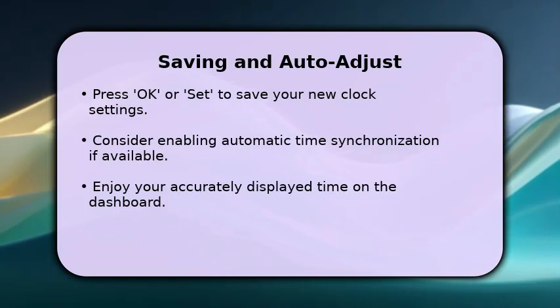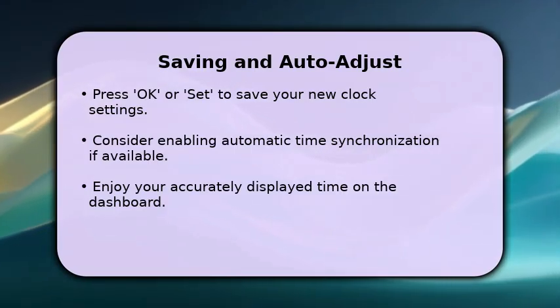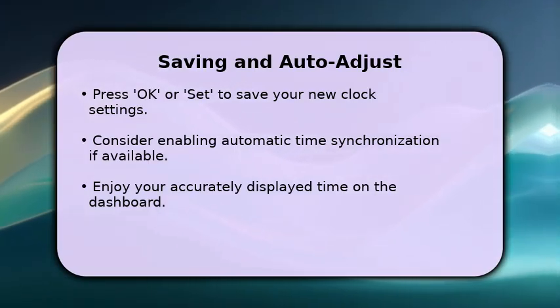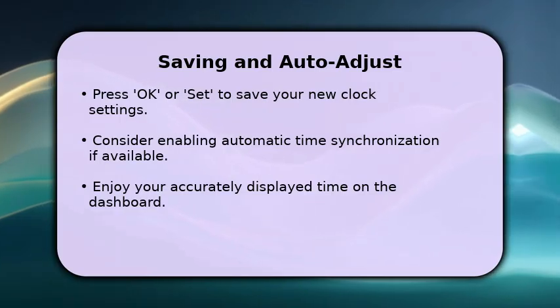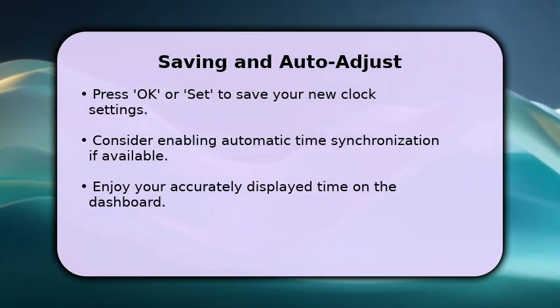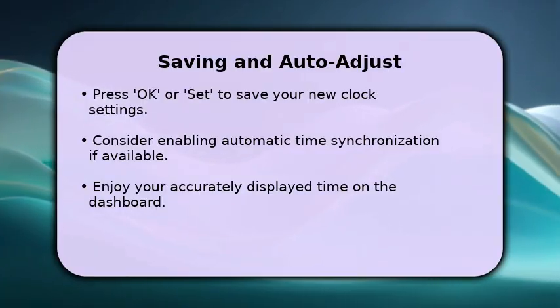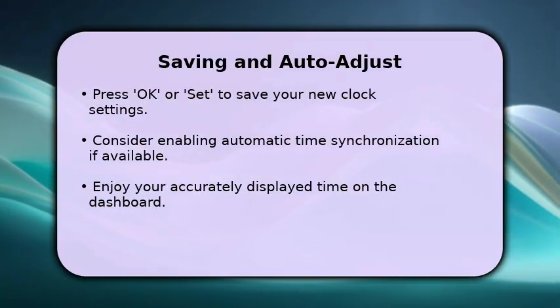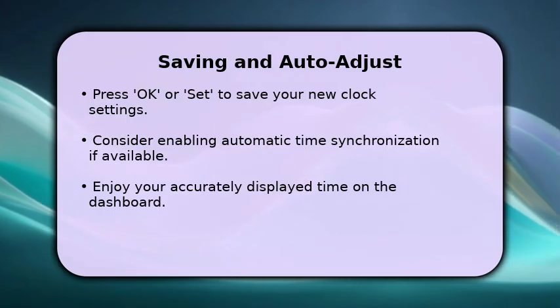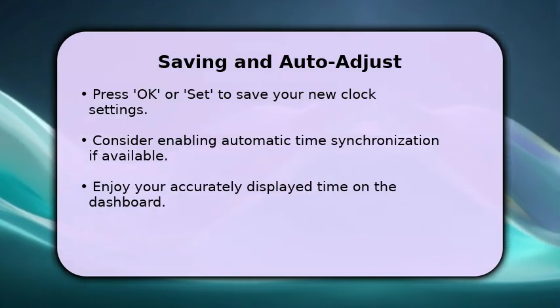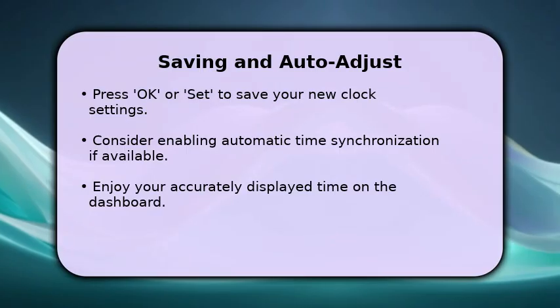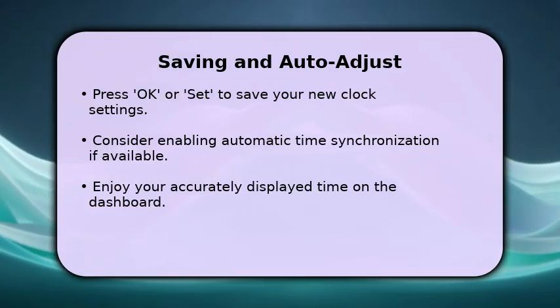After adjusting the time, press the OK or Set button to save your changes. Your Honda Vezel's clock should now display the correct time. Many Vezel models also offer an automatic time synchronization feature, often using GPS. If available, enabling this can keep your clock accurate without manual adjustments. Now you can enjoy your drive with the correct time always in view.